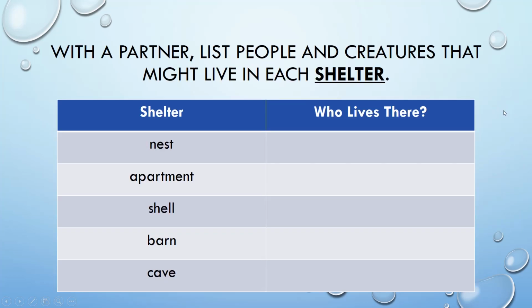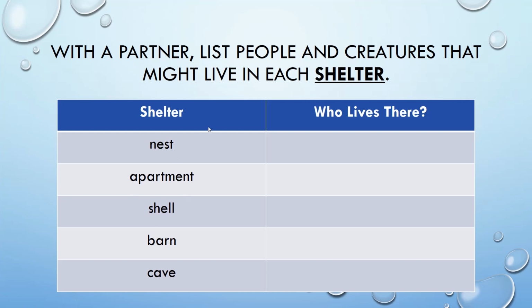This is a partner activity, but if you have a brother, sister, cousin, any parents, grandparents, aunts and uncles, you can do this with them. Or you can just brainstorm on your own. With a partner, list people and creatures that might live in each shelter. The first shelter is a nest. Who might live in a nest?